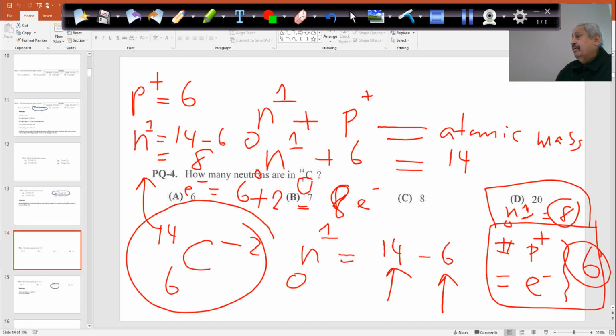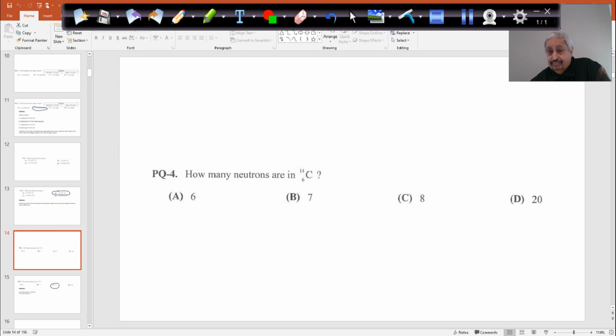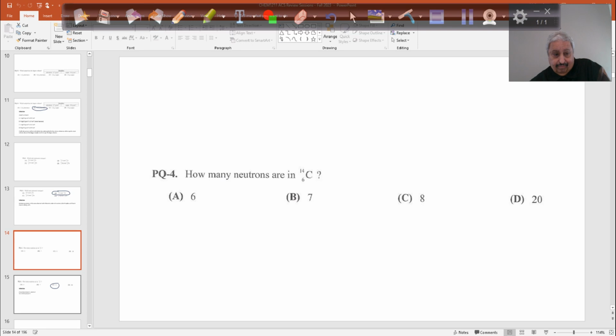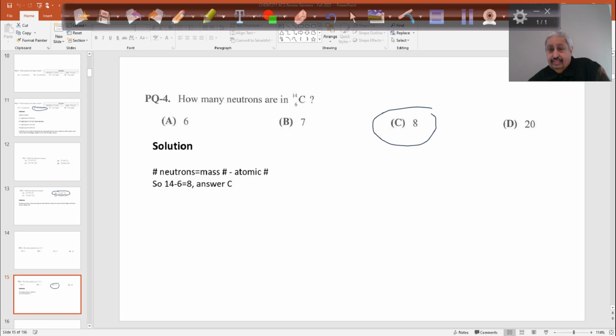Are you following me here? This is the case if you have a neutral atom isotope, not charged. But in the very rare case that you have an ionized isotope, negative or positive, if it's negative you have to add those extra negative particles, or you have to subtract if it's positive, correct? So which is the answer here, guys? The answer is C. Yeah, that's correct. So the answer is 8.